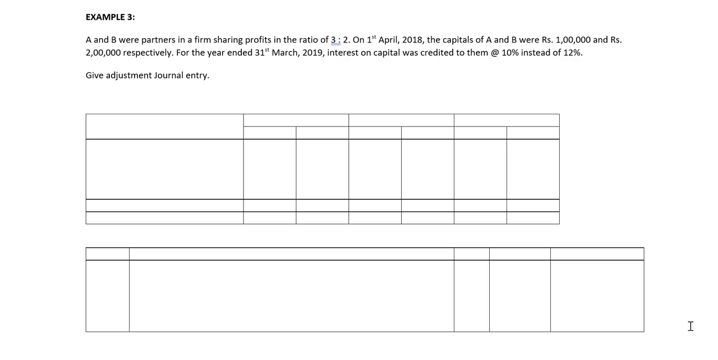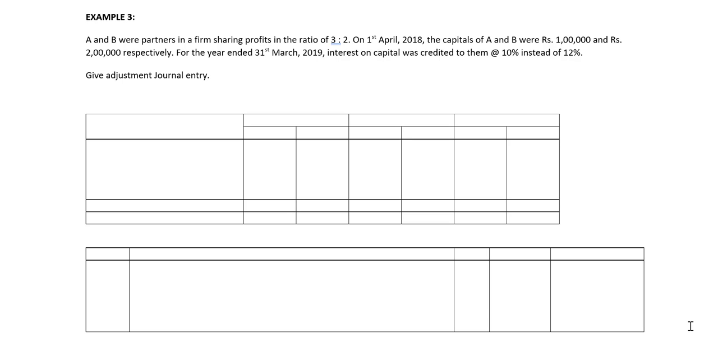A and B were partners in a firm sharing profits in the ratio of 3:2. On 1st April 2018, the capitals of A and B were rupees 1 lakh and rupees 2 lakh respectively. For the year ended 31st March 2019, interest on capital was credited to them at 10% instead of 12%. Give necessary adjustment journal entry.